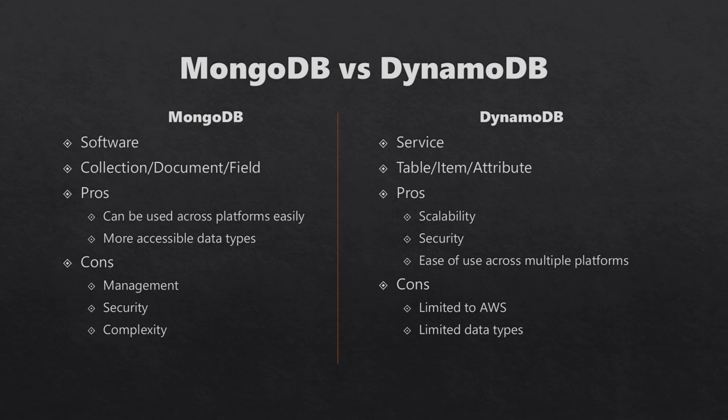MongoDB and DynamoDB are both powerful NoSQL databases. One of the first glaring differences is, like most AWS services, Dynamo is a service itself, while Mongo is a software. The type of data stored is also different, as Mongo uses a collection, document, field approach, while Dynamo uses a table, item, attribute.